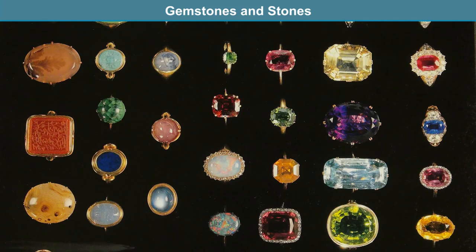Gemstones and stones. Stones or materials that can be set in jewelry and accessories come under the category of stones and gemstones. The term precious stones is traditionally used to refer to any of the four specific stones: diamonds, rubies, emeralds, and sapphires, which are also known as cardinal gemstones.